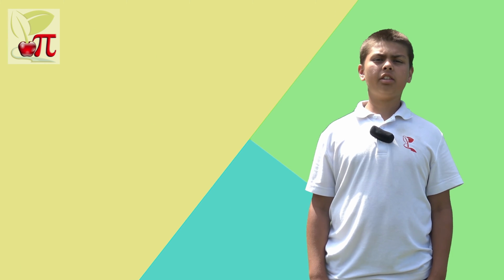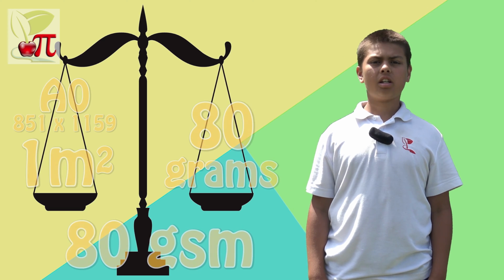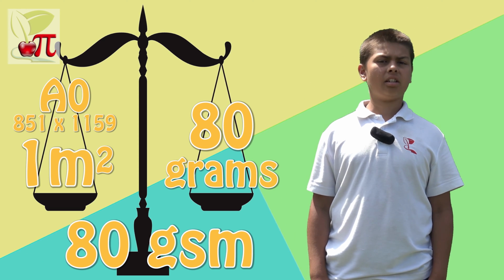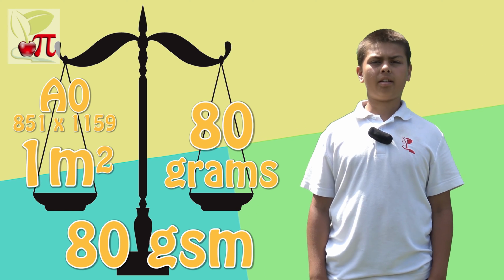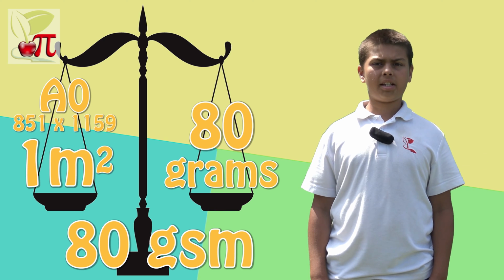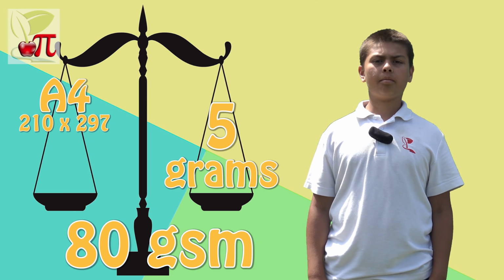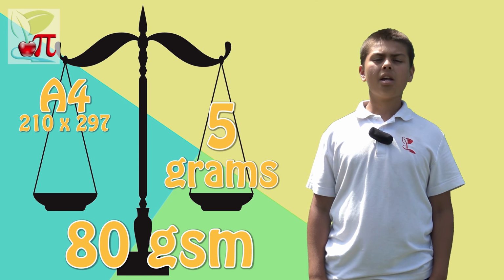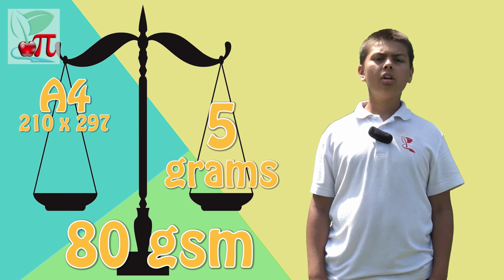The thickness of a sheet of paper is defined as the weight of 1 meter square of the sheet. Since an A0 sheet is a meter square, then the weight of a sheet of A0 gives the grammage. This information is often given as grams per meter squared or GSM. A standard A4 sheet made from 80 GSM paper weighs exactly 5 grams, as it is 1/16 of the size of the A0 sheet.